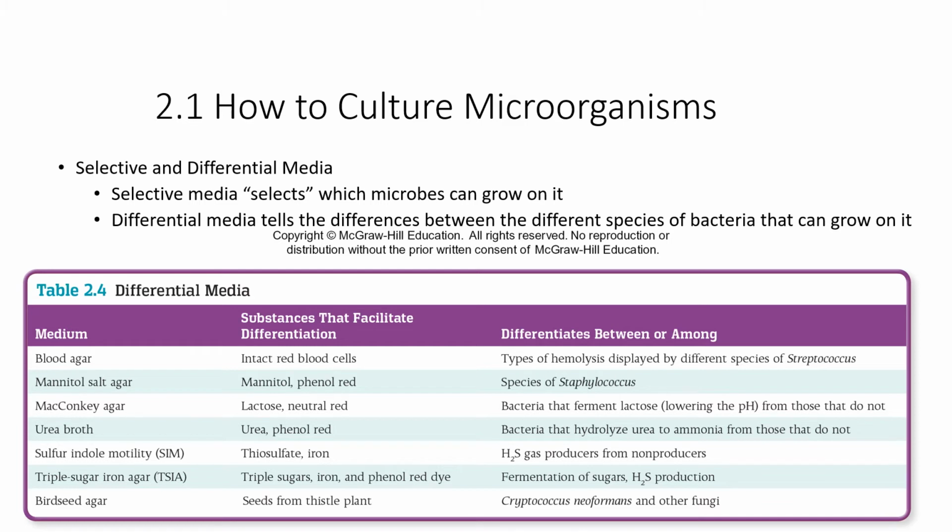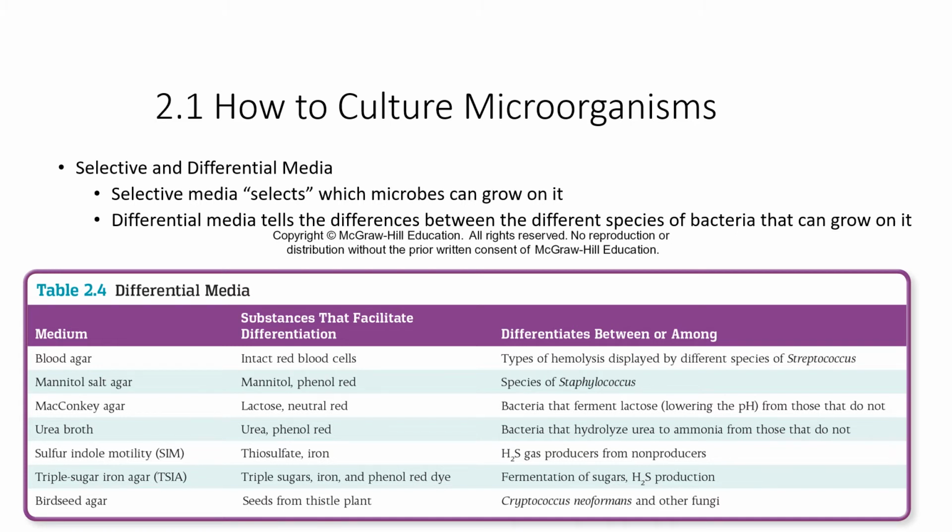Mannitol salt has the sugar mannitol in it. Very few bacteria can utilize this sugar. The Staphylococcus genus primarily is the only one of medical importance that can. It has phenol red in it. Other microbes can grow on this agar, but only Staphylococcus, Staph aureus, Staphylococcus epidermidis, can utilize the mannitol, ferment it, and change the pH. Phenol red goes from a nice red to yellow as the pH becomes more acidic.